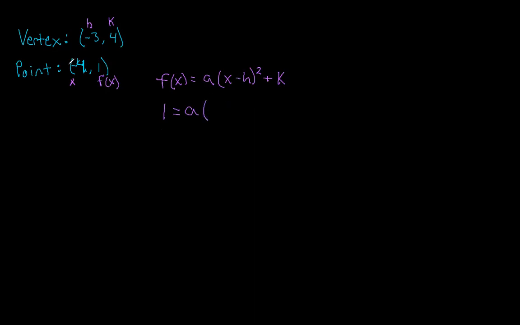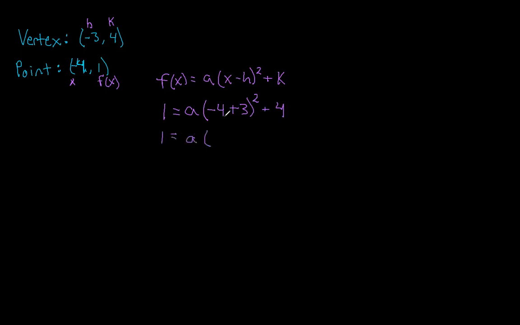X, I'm replacing with negative 4. See how I'm subtracting my h value? So I'm subtracting h, which is negative 3. I'm subtracting negative 3, which makes this positive 3, squared, plus my k value of 4. All right, so now you just have to work through this, simplify, and then solve.